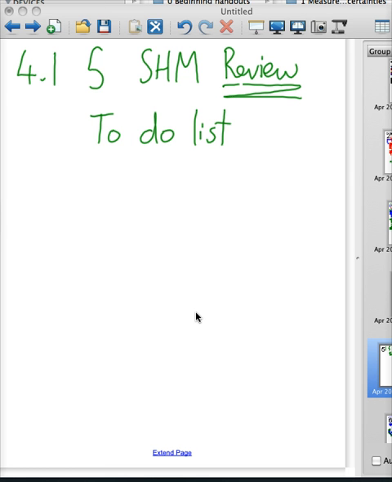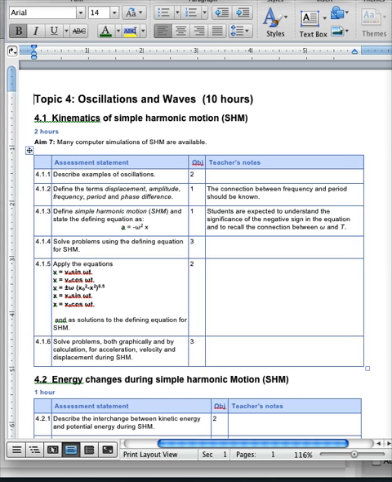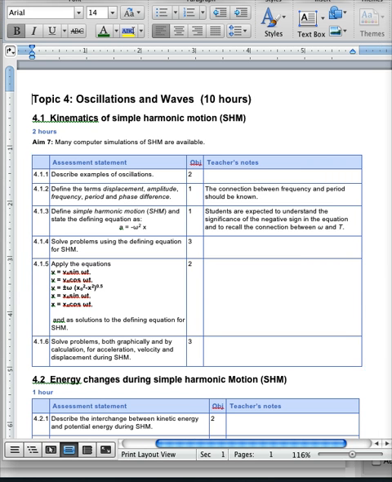This is the last little bit. So we've gone through a whole bunch of the simple harmonic motion stuff and we should have a fairly good idea of what these various terms mean. Let's just have a quick look back on our syllabus to make sure we've got things covered. So you guys all have the syllabus document. Describe examples of oscillation. Well, that's pretty easy enough. Things that move up and down.